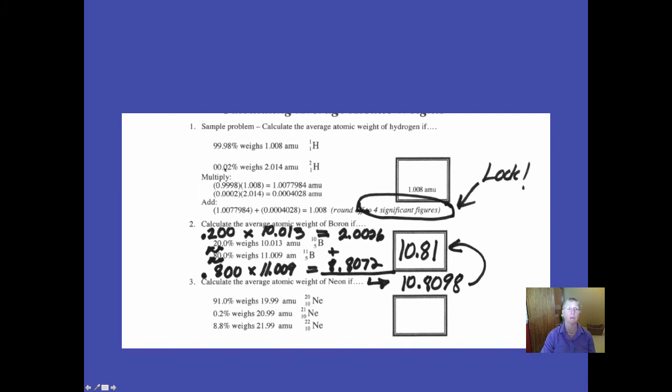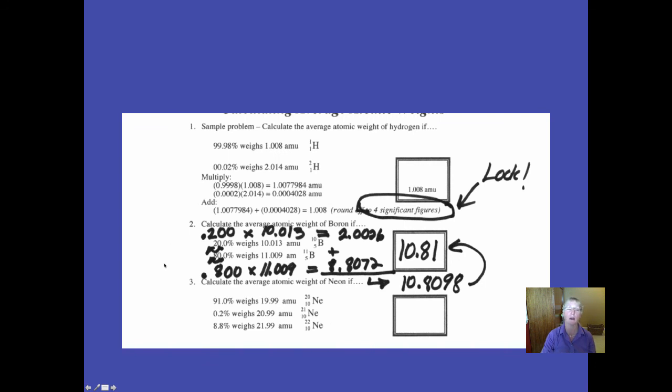Take 0.02% and go 2 places to the left. 0.0002 times 2.014 equals this number. Now you add them up. And the number you have sitting in your calculator, when rounded off, is 1.008 atomic mass units. Now that's a lot to digest, so let's look at it one more time.